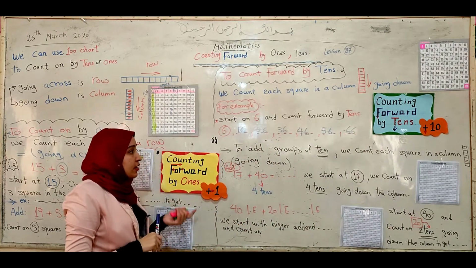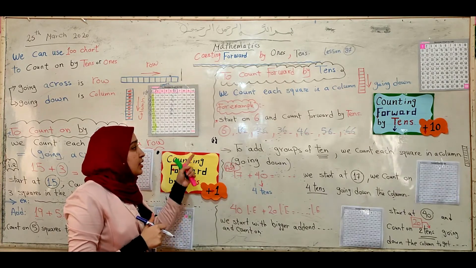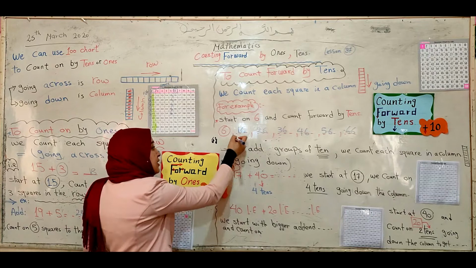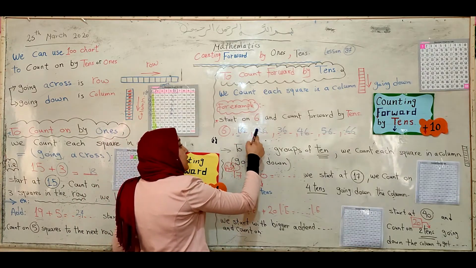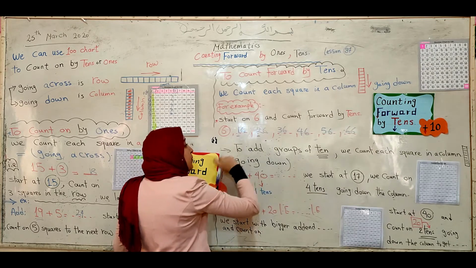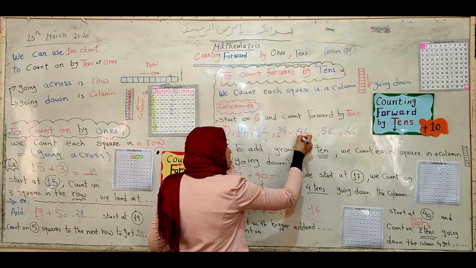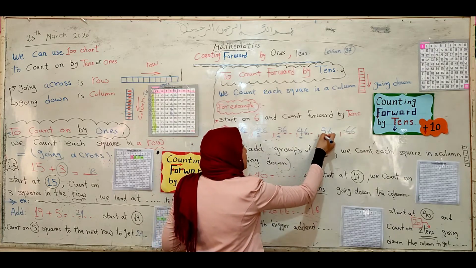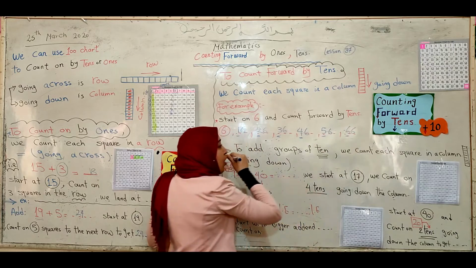Do you notice anything here? I notice that the tens digit is increasing. Let's see. The tens digit here is 1. The tens digit here is 2. The tens digit here is 3. The tens digit here is 4. The tens digit here is 5. And the tens digit here is 6.